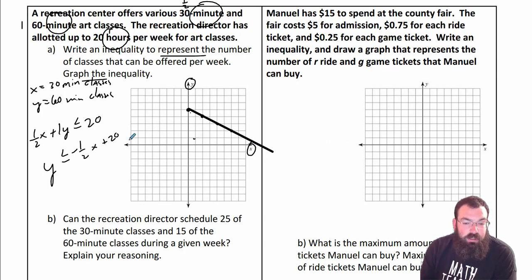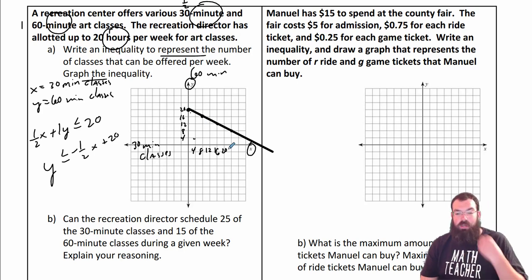On the X axis, these are your 30-minute classes. And then these are your 60-minute. And these are by fours, so this is 4, 8, 12, 16, 20. These are also by fours. I want to try to keep the same value. If you don't keep the same value on the X's and Y's, then you could not have gone down one and over two. You have to keep the same if you want to do that.